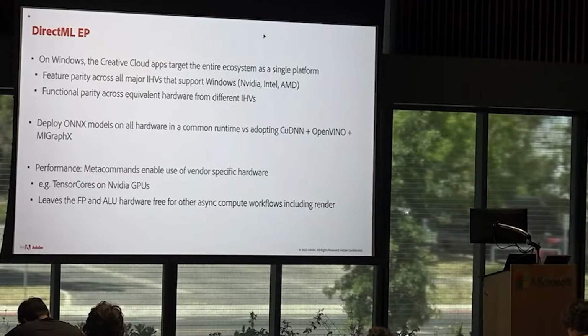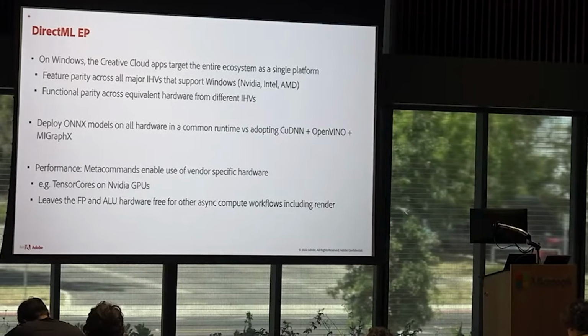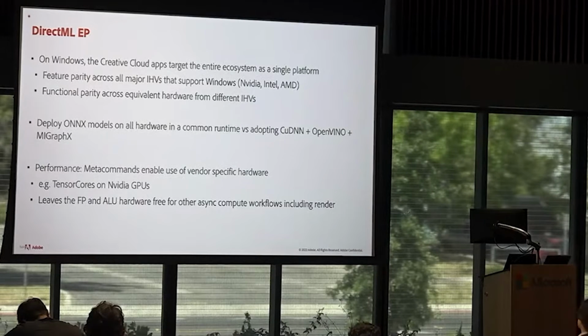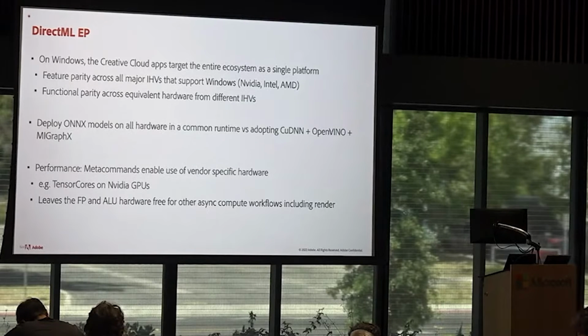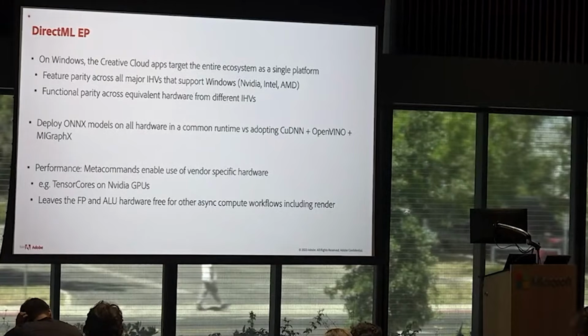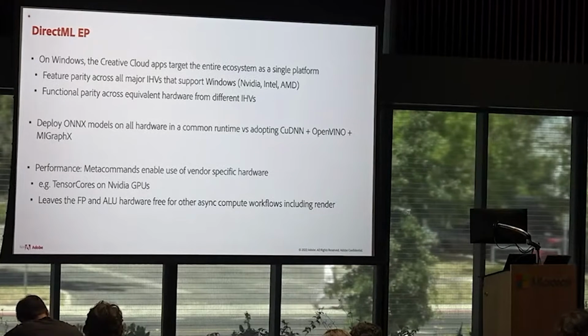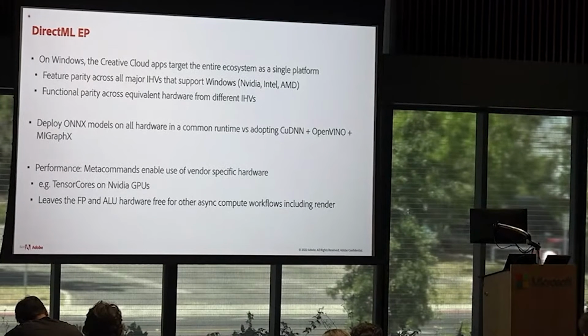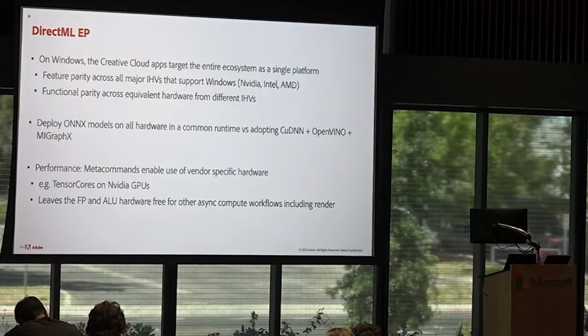As a result, we chose the DirectML execution provider as our way to deploy ONNX models on all hardware in a common runtime versus adopting the individual vendor-specific frameworks such as cuDNN, OpenVINO, and AMD's MIGraphX. Our main motivation here was performance. DirectML internally uses meta commands to enable the use of vendor-specific hardware, such as tensor cores on NVIDIA GPUs. And that's especially important for us because it leaves hardware free for other async compute workflows, including render and decode, that may be occurring simultaneously in the background.